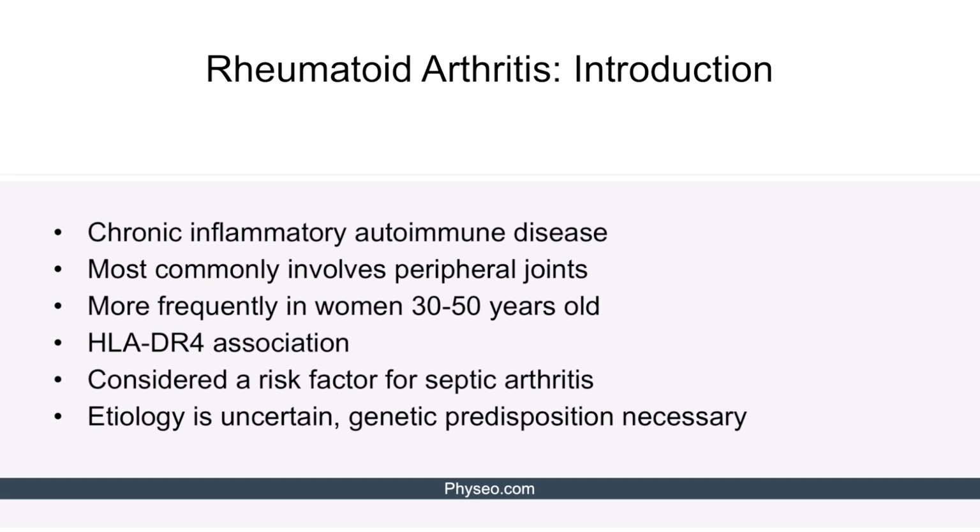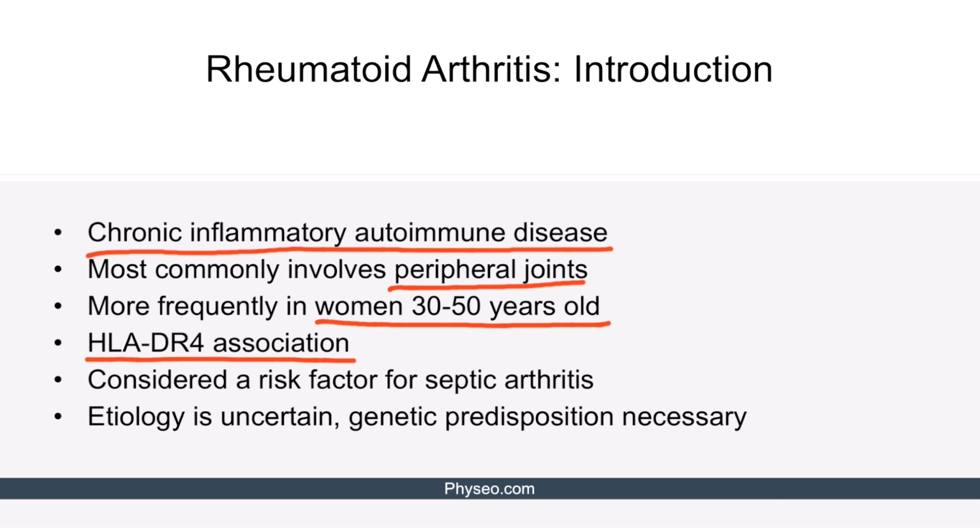Rheumatoid arthritis is a chronic inflammatory autoimmune disease. It most commonly affects the peripheral joints. It is seen more frequently in women around 30 to 50 years old. It has an association with HLA-DR4, which is also related to IgA nephropathy and polymyalgia rheumatica.